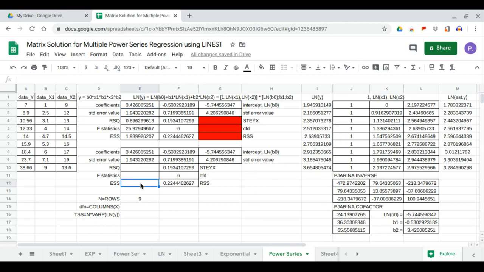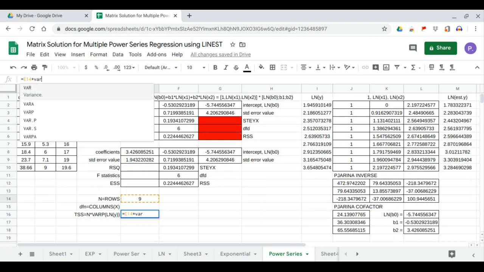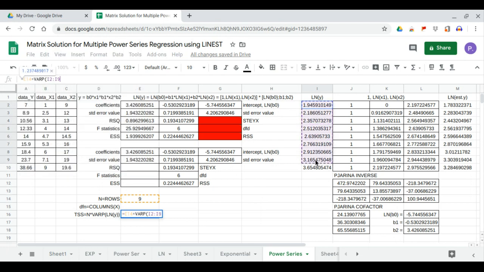Next, we calculate the regression sum of squares, which is total sum of squares minus residual sum of squares. So we start with the total sum of squares, which is equal to the population n times variance of population y of the y values, the transformed y values. Now we can calculate the regression sum of squares, which is equal to TSS, total sum of squares, minus residual sum of squares. That is 1.9399, matches our LINEST output.